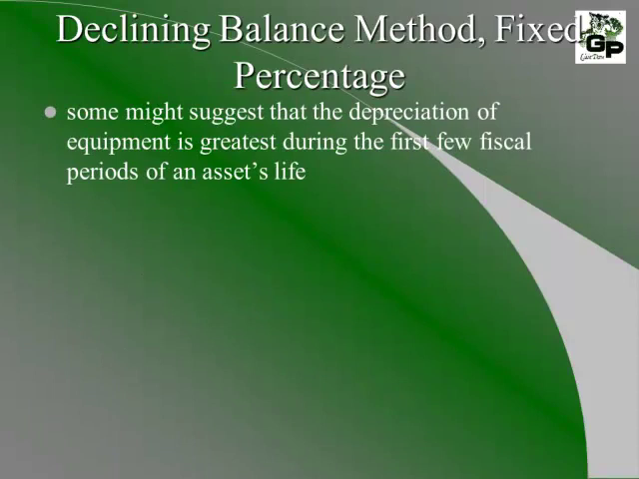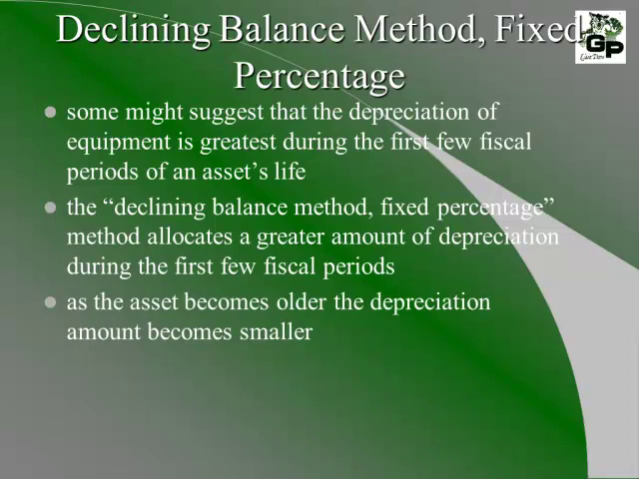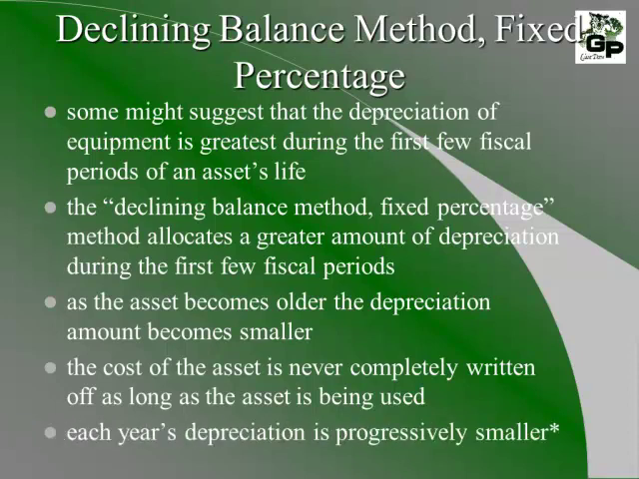The declining balance method with a fixed percentage is different. Some might suggest that the depreciation of equipment is greatest during the first few fiscal periods of an asset's life. The declining balance method with a fixed percentage method allocates a greater amount of depreciation during the first few fiscal years. As the asset becomes older, the depreciation amount becomes smaller. The cost of the asset is never completely written off as long as the asset is being used. Each year's depreciation is progressively smaller.